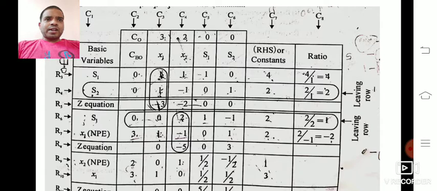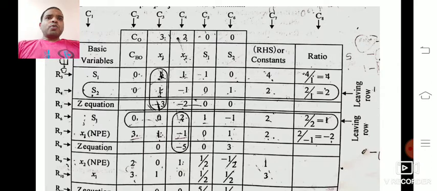The elements coming under the n circle, that is 1 for R3, so 4 by 1 will give 4. Similarly for the R4 row, the element under the n circle is in the C3 column, entry column is 1, and the RHS value is 2, so 2 divided by 1 will give 2. Now in the ratio column we got 4 and 2. Among these two positive values, which one is the minimum positive value? 2. We got it at the R4 row, so we can encircle that row.